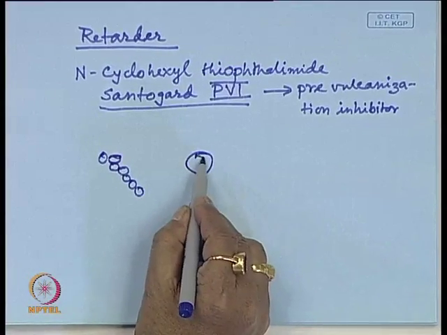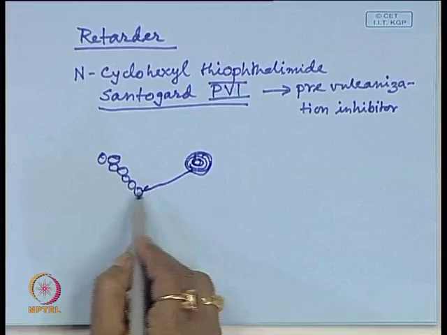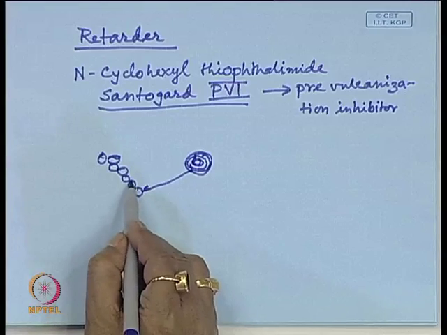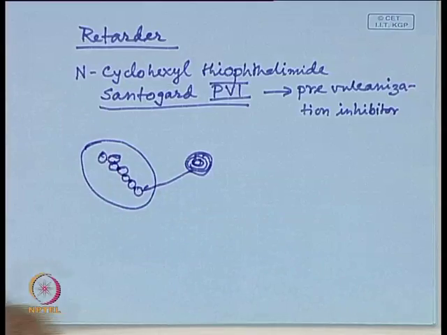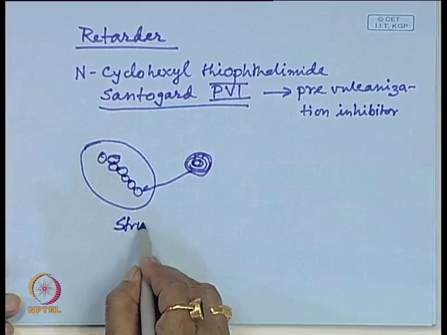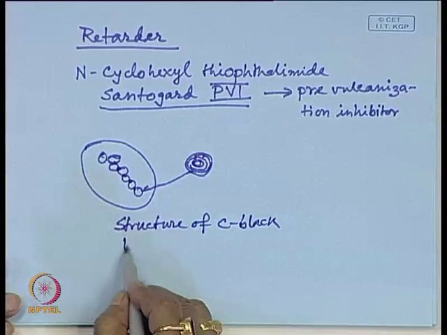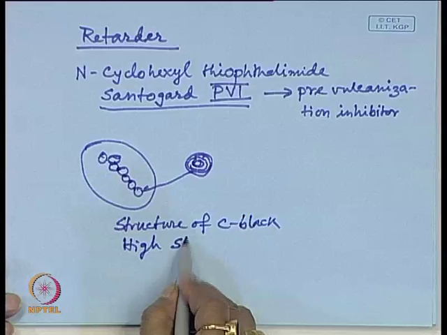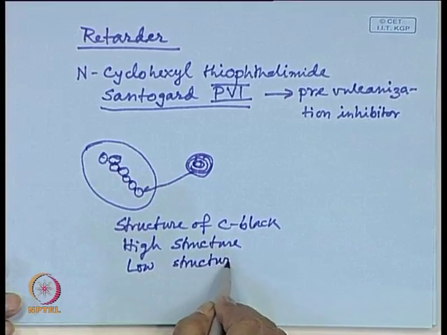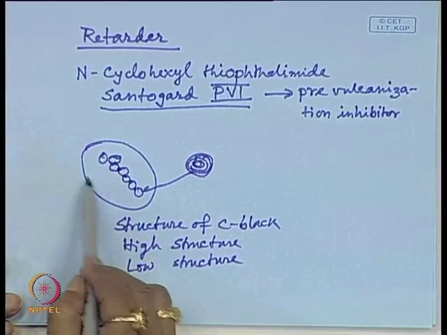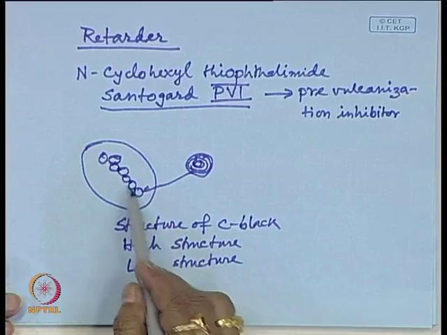So, one nodule may be considered like this, with fine layers inside, and these are fused together. Here is the fusion, here is the fusion, here is the fusion. So, this entire fused nodular structure is known as the structure of carbon black. There are high structure carbon black and low structure carbon black. High structure means a higher extent of nodular fusion, low structure means a lower extent of nodular fusion.